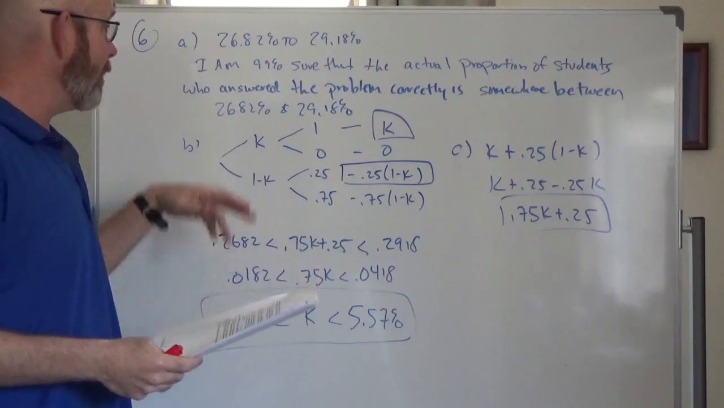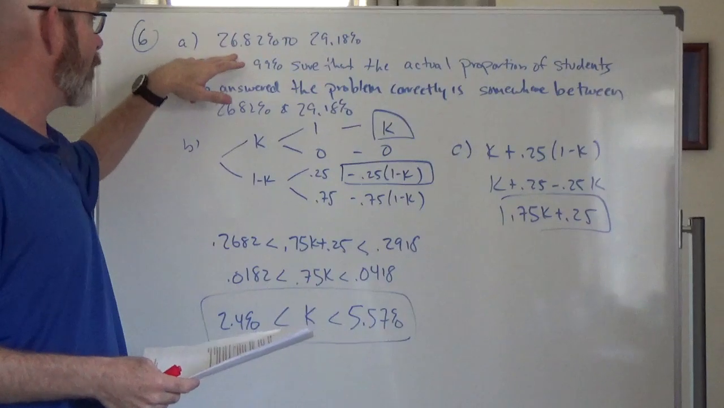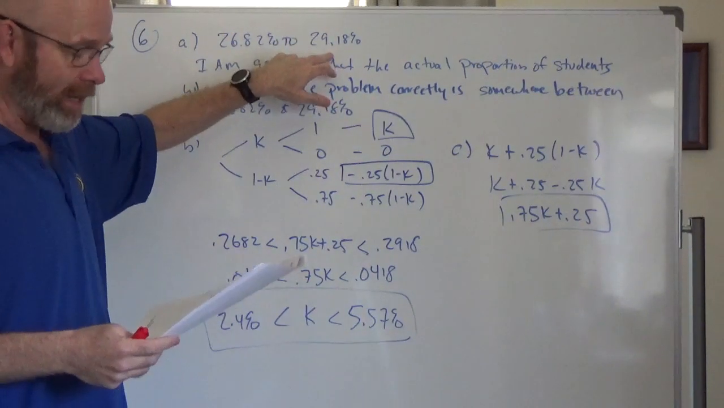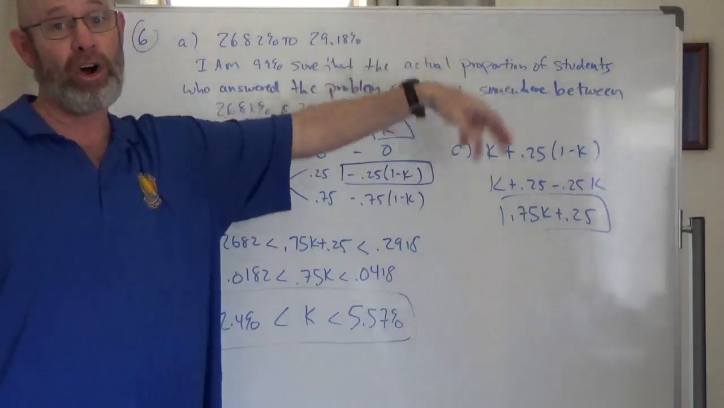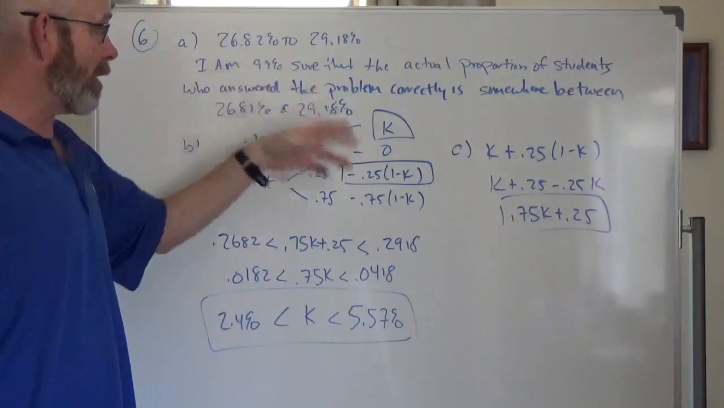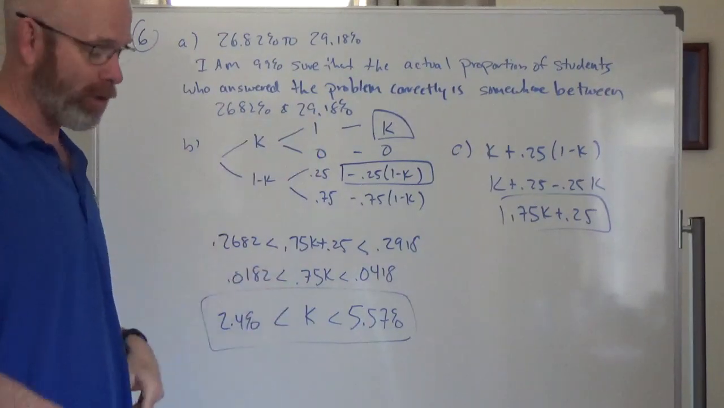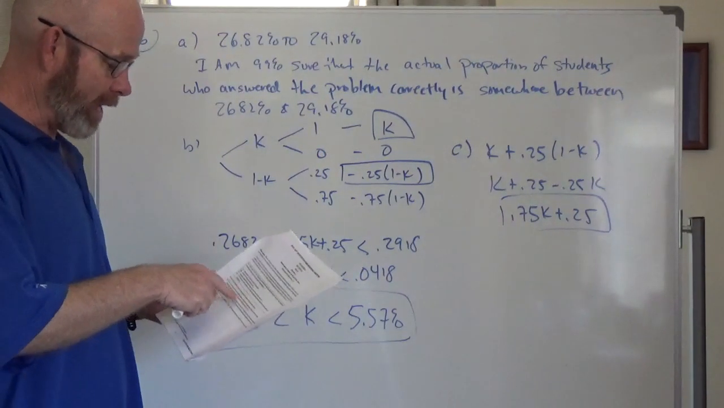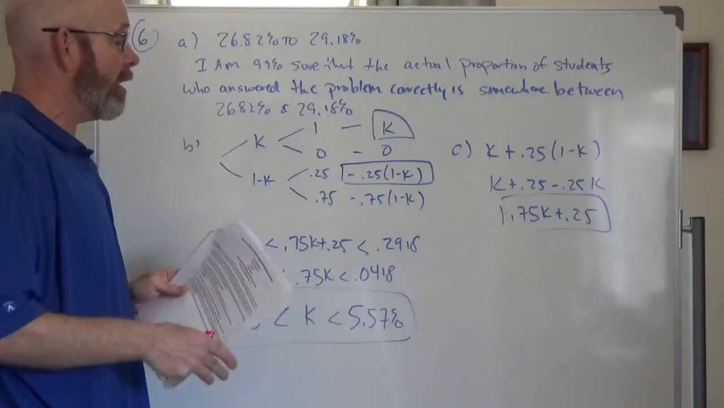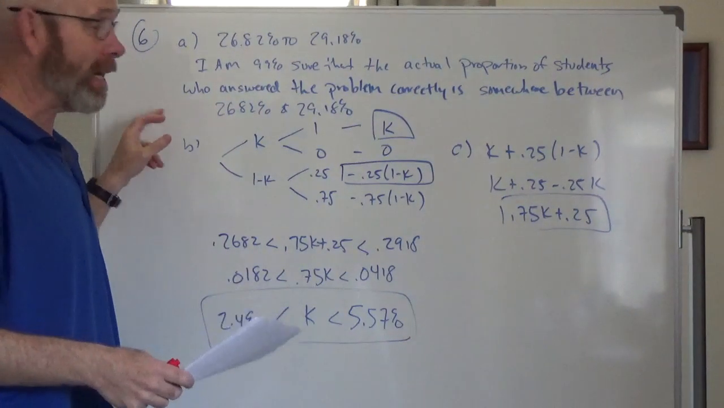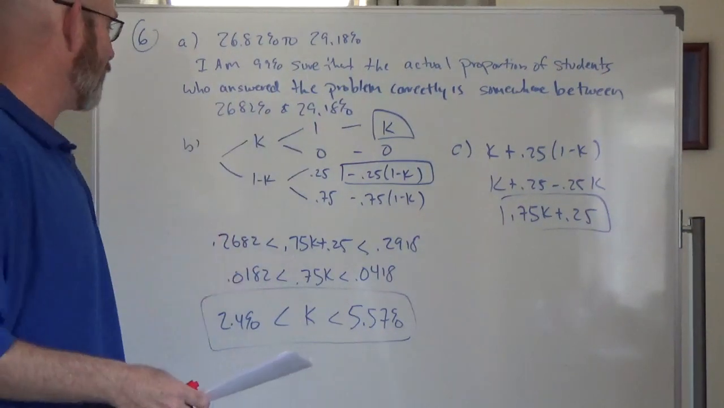So I just did an interval on my calculator. I got 26.82% to 29.18%. I am 99% sure that the actual proportion of all students who answered the problem correctly is somewhere between 26.82 and 29.18%. So the 28% that got it right is from the sample. This is now a confidence interval for the whole population. So first of all, I thought it was a little funny because it's not very good, huh? I didn't get too many right.